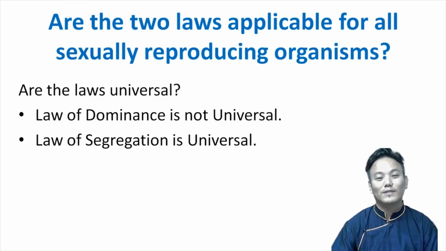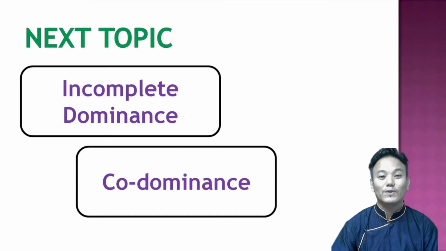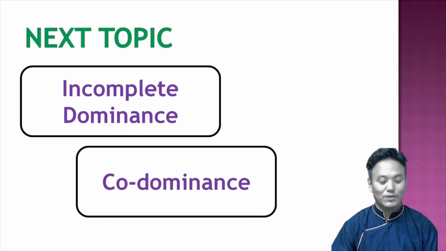If you need to support your answer on why the law of dominance is not universal, that is what we will cover in the next video. The next topic will be incomplete dominance and codominance. These two phenomena will prove why the law of dominance is not universal. All right. So I hope you read about incomplete dominance and codominance before watching the next video. Thank you.